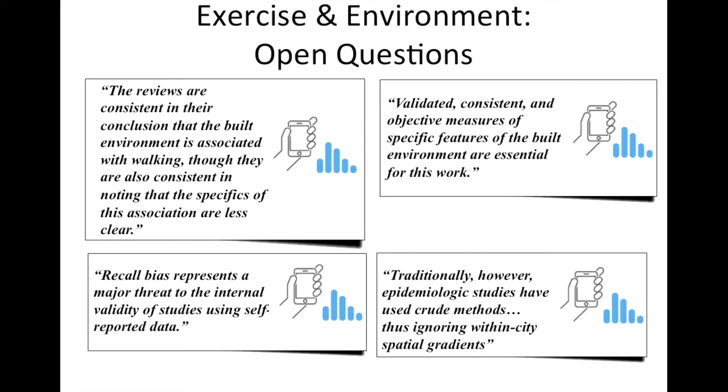What are the open questions from this very fundamental body of research? Well, it's been found that although we have an idea of what kind of features of the built environment help promote physical activity, we still need more validated, consistent, and objective measures of specific features of the built environment. We also need to be able to distinguish types of physical activity. We need to get around some of the issues that surround survey measures, which include recall bias, and also we need to examine these contributors in very local spatial environments like within the city.